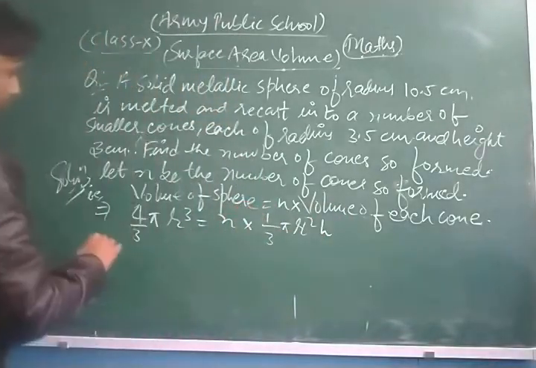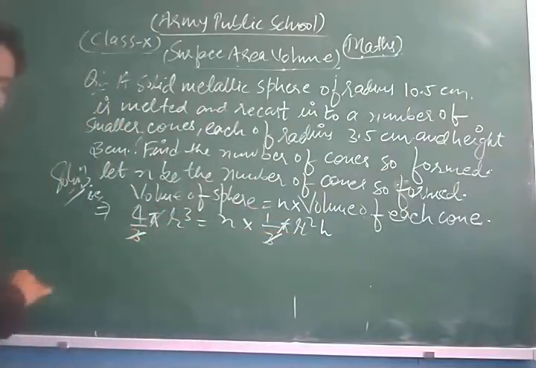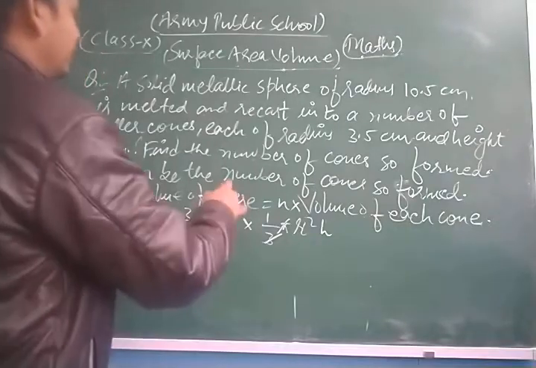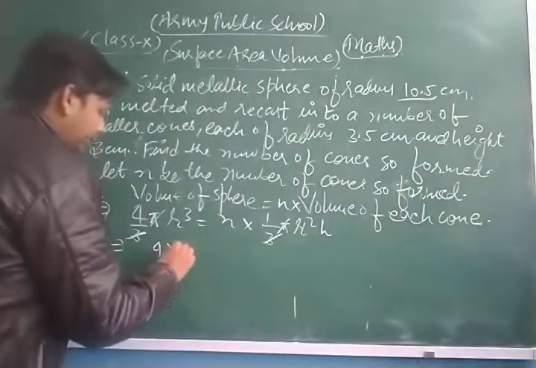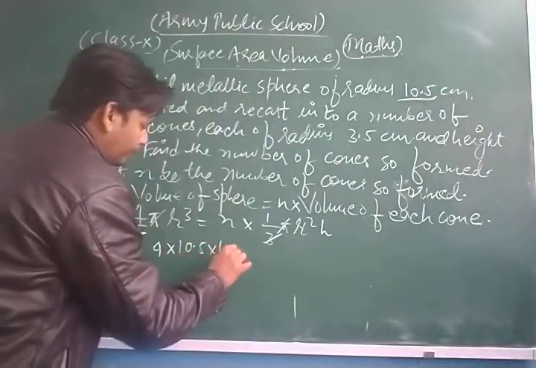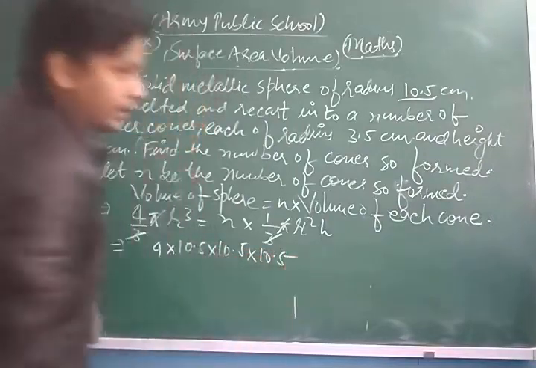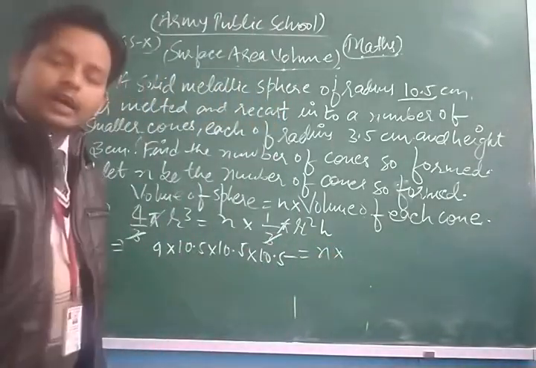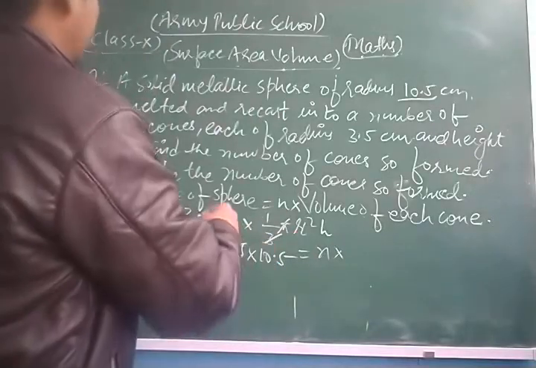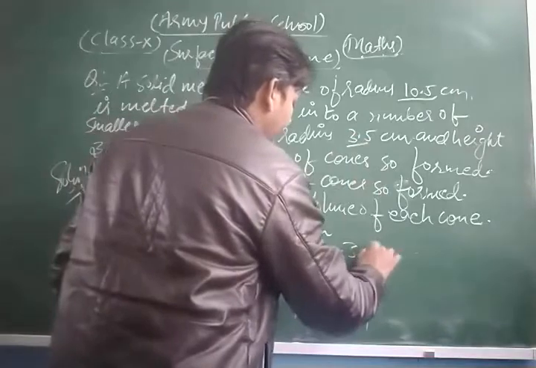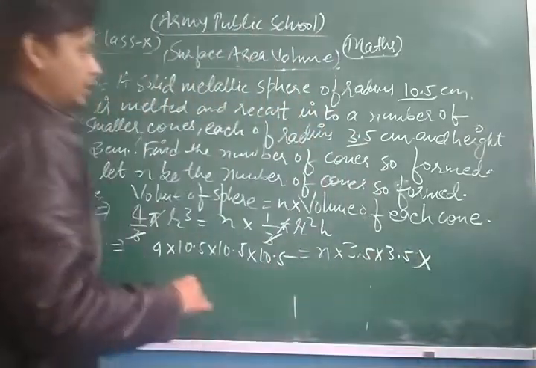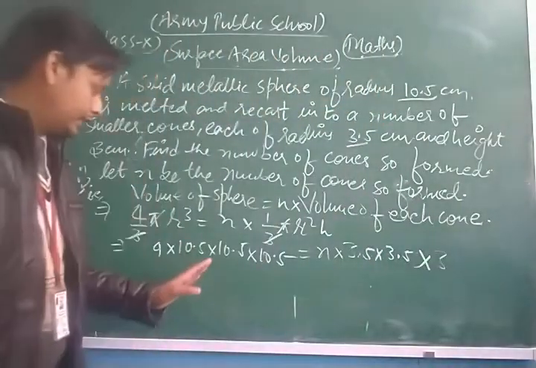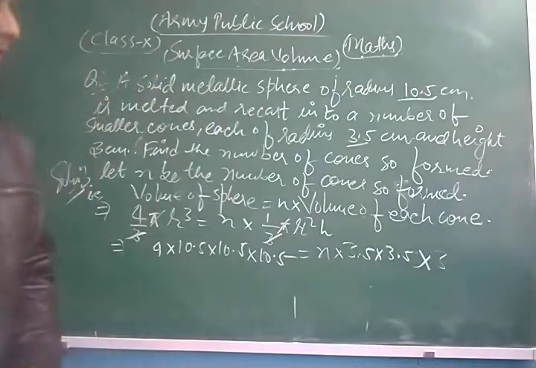Now look, here pi and 3 cancel each other. Now we put all these values: 4 into r cube, where r is the radius of the sphere, 10.5 centimeter. So we get 10.5 into 10.5 into 10.5, equal to n into r dash square into h. r dash is the radius of each cone, 3.5, so 3.5 into 3.5, and h is the height of the cone, which is 3 centimeter. So here we put 3. Now we simplify that relation.